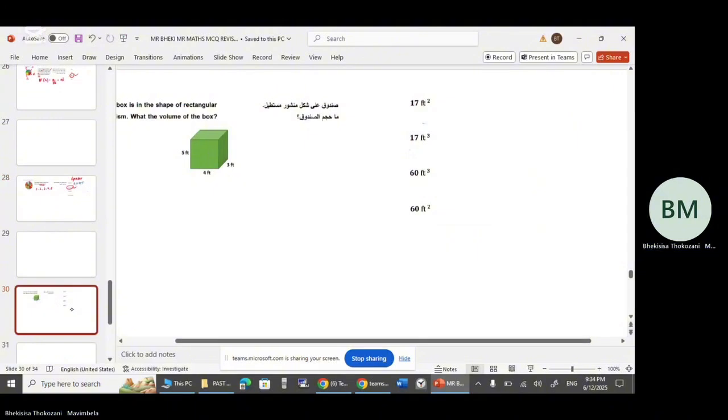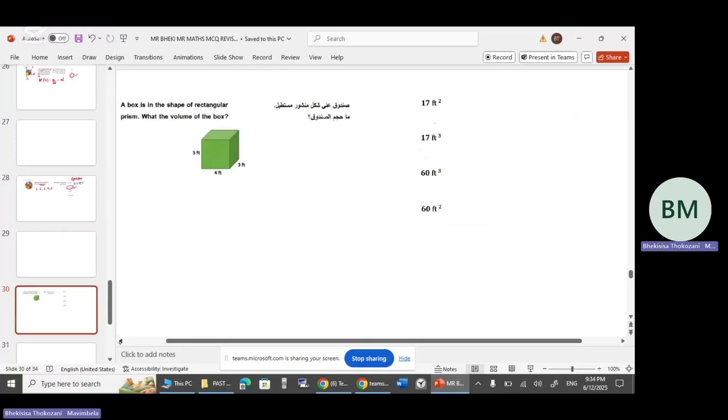Right. Now it talks about, again, a volume. They're looking for the volume. What is the volume of this box? I think that should have been the question rather. Okay, a box in the shape of a rectangular prism. What you see here is not a pyramid, but it's a prism.